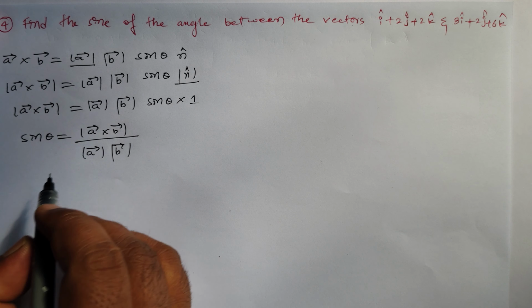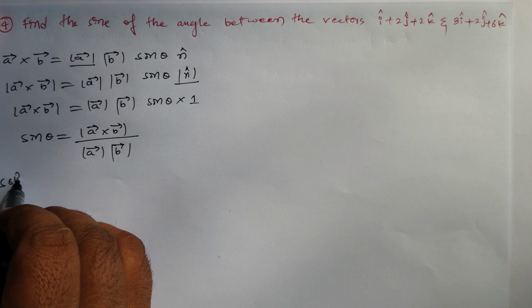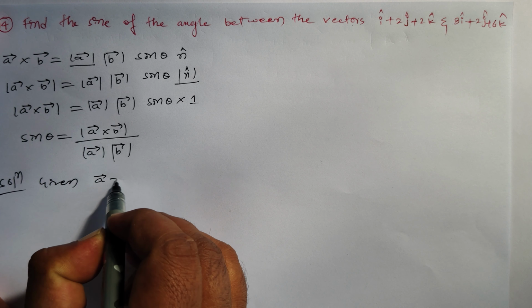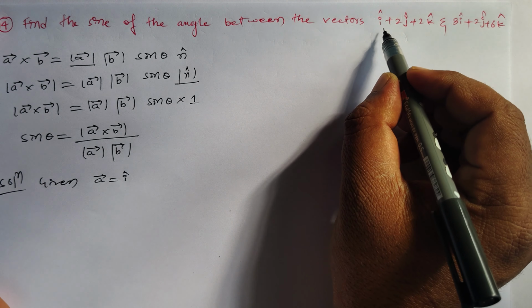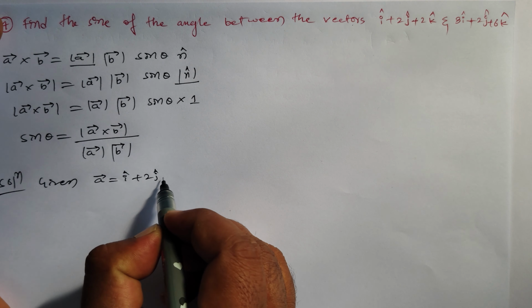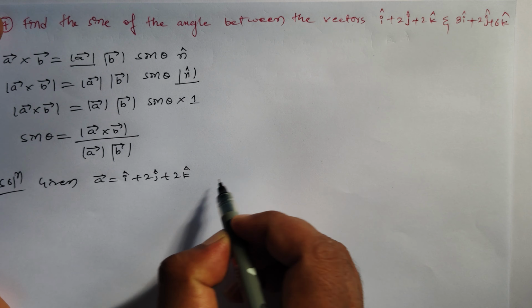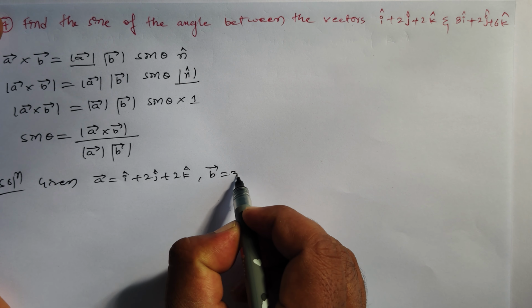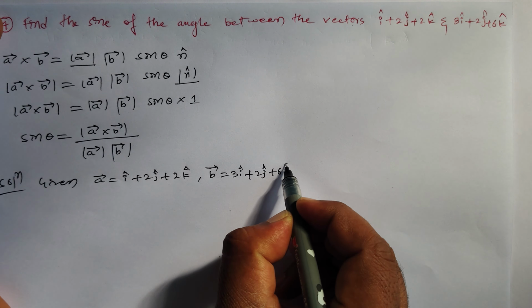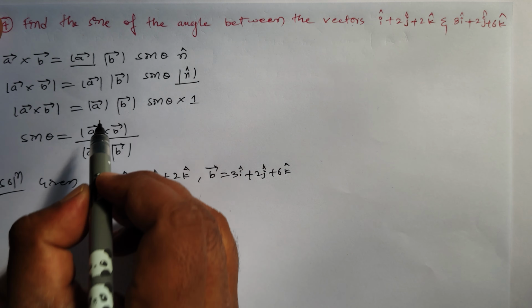Okay, so what is given? First you write in the solution, let's start. The given is A vector. What is A vector? First write A vector is i plus 2j plus 2k, comma, B vector equal to 3i plus 2j plus 6k cap, right? First you find A cross B.